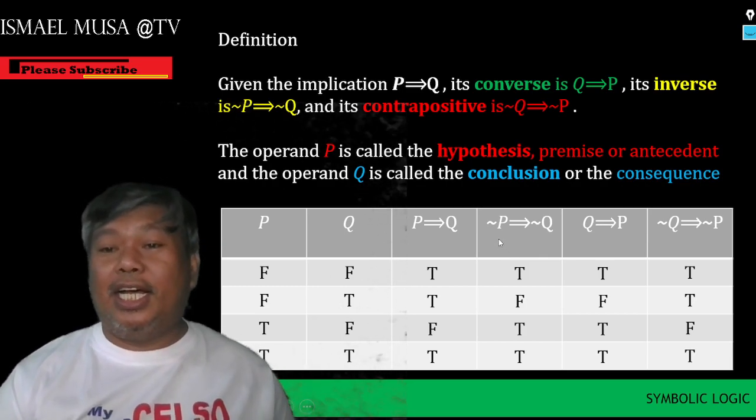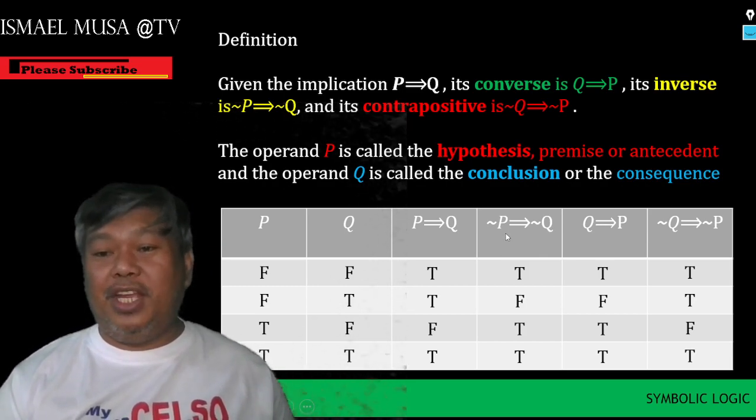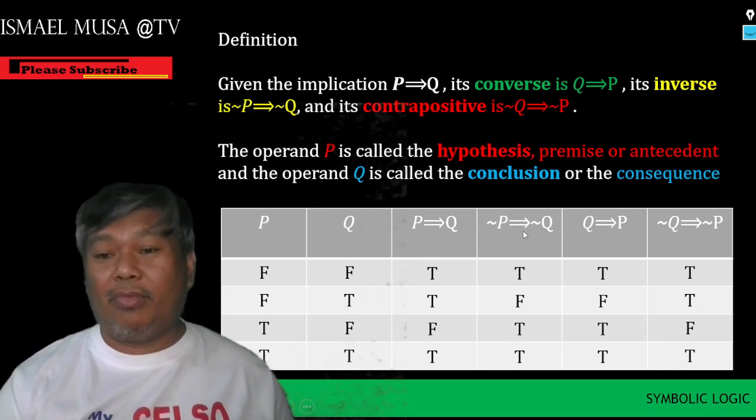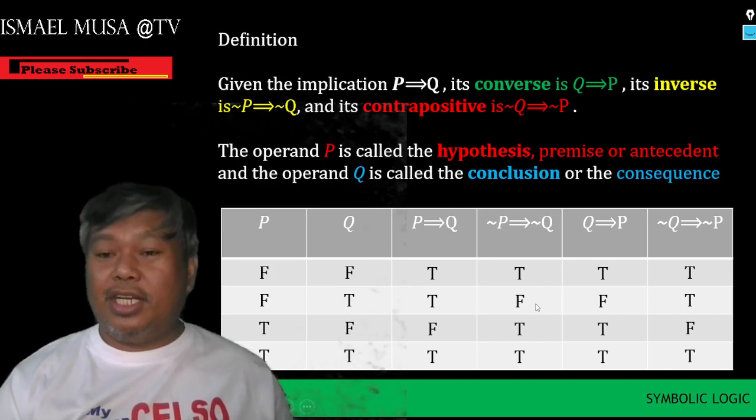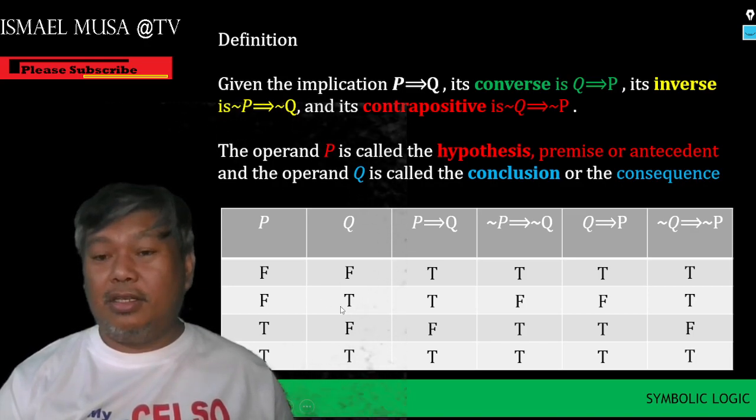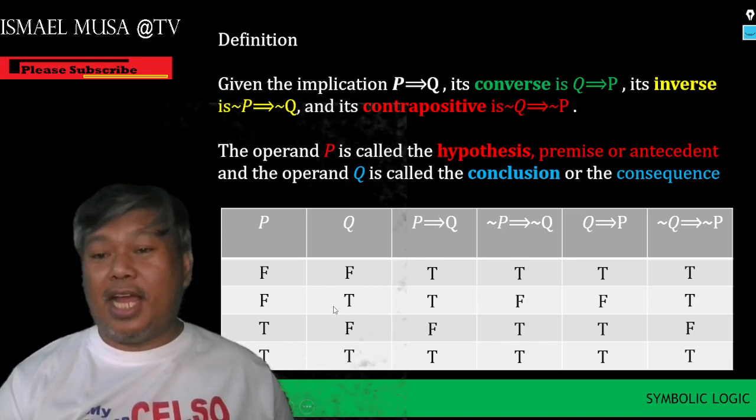Now, the inverse. So we negate. The negation of false is true while not Q is false. So true implies true is true. So this is the only case where it's false. Why? Because the not P here is true, which implies not Q, which is false rather. So true implies false. It gives you false.